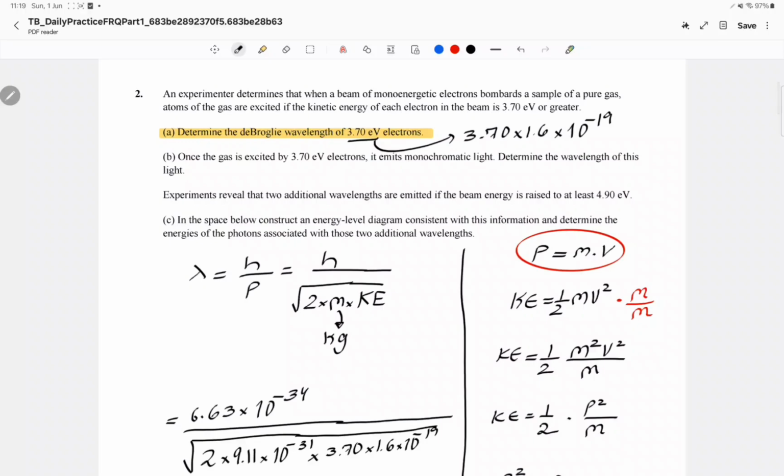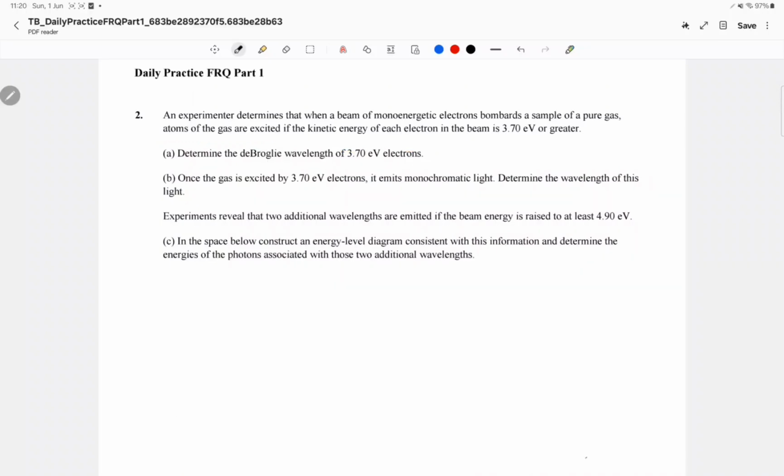Let's now move on to part B. So in part B, it says that we have 3.70 eV for the energy of the electron, and we want to find the wavelength. So I'm going to say E is equal to h times f. So E is equal to hc over lambda. So lambda is the wavelength, which equals hc over E.